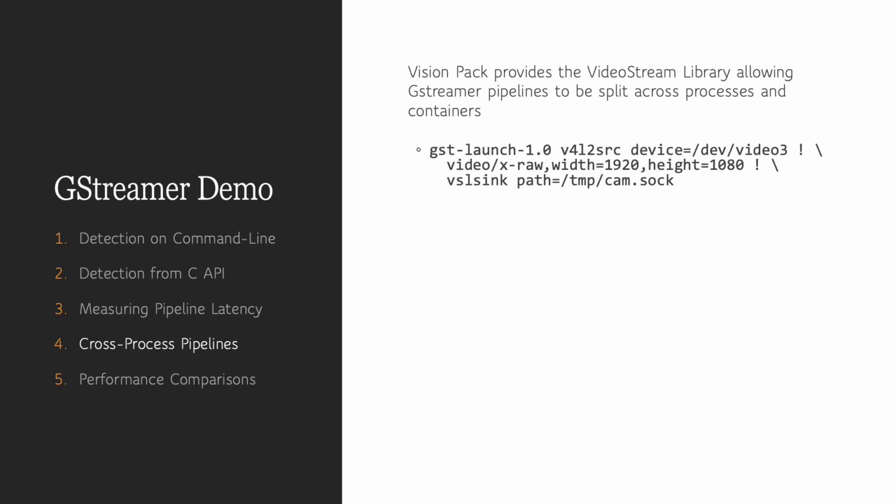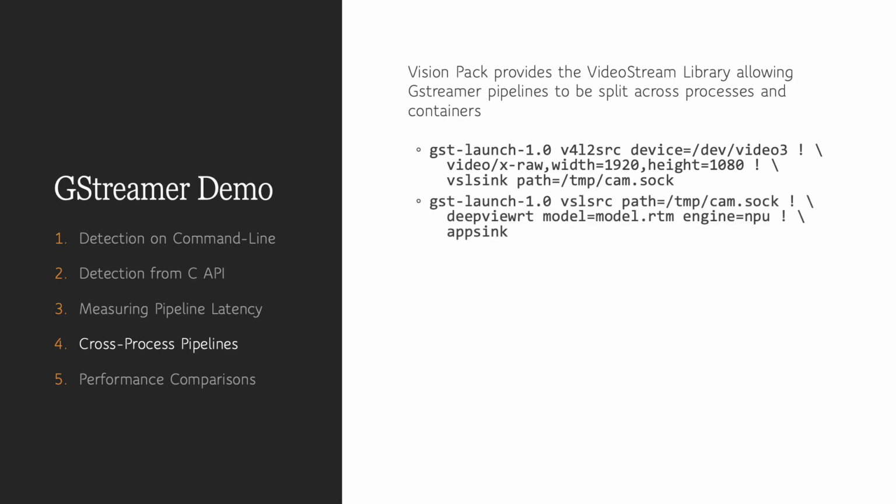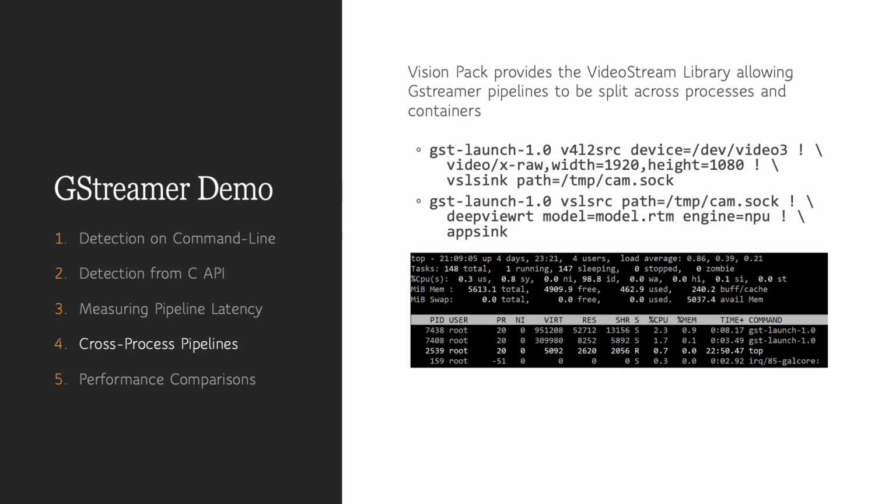So here we create the VSL sink side of it. We capture from the camera device at 1080p and then save frames into the camera socket. The second process pulls frames out of the camera socket, runs them through DeepView RT, and then into an app sink to process the results.